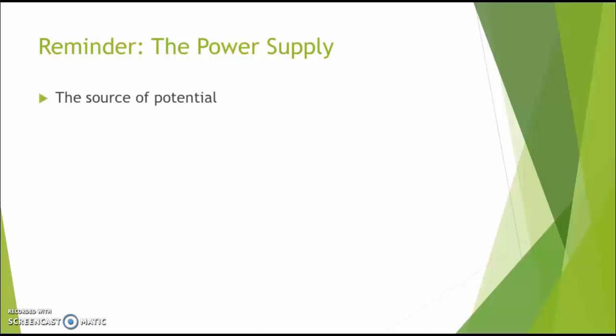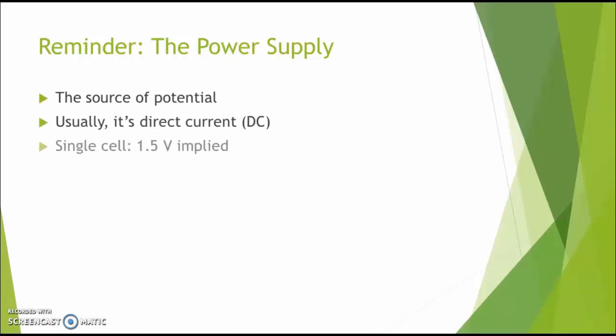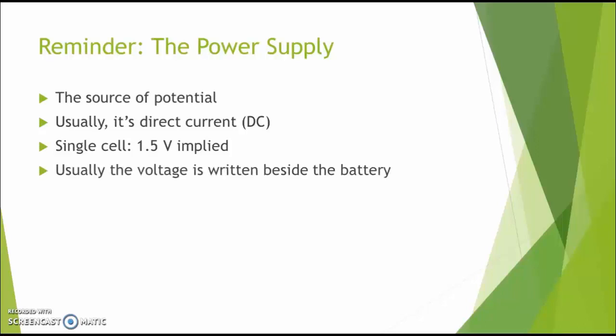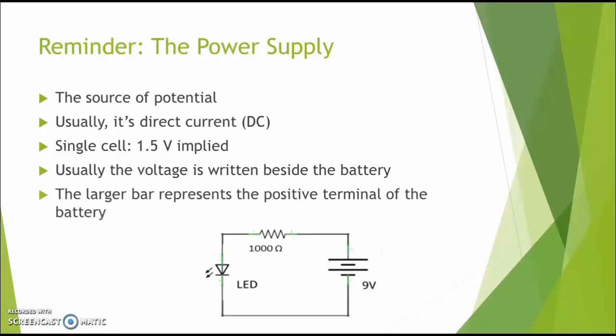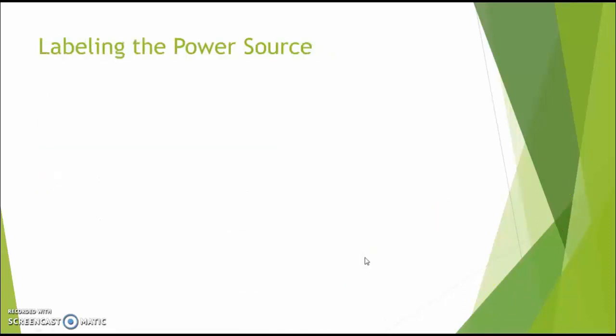So the power supply, of course, is the source of electrical potential. And in our class, we will stick to direct current, or DC. And if you see a single cell on that then battery, 1.5 volts is implied, but almost always you'll see the voltage written beside the battery symbol in the schematic. The larger bar represents the positive terminal of the battery, so we can see it at the top here.